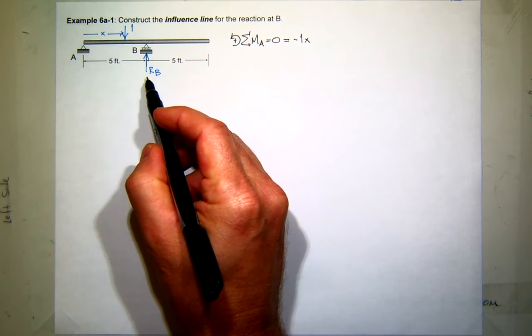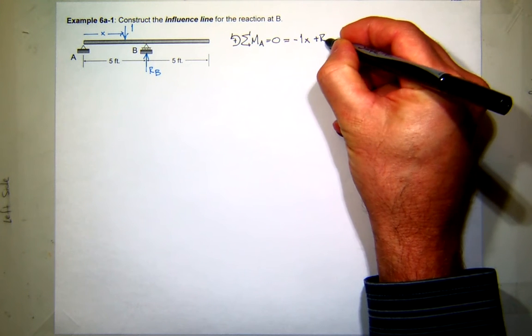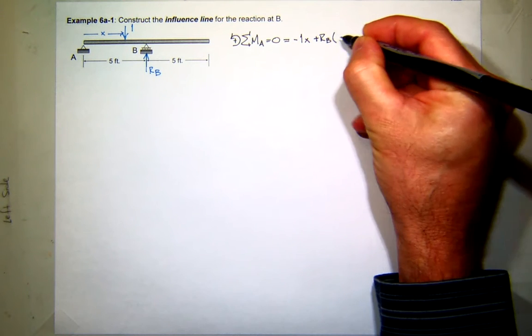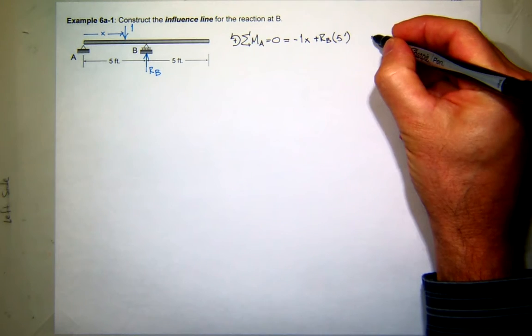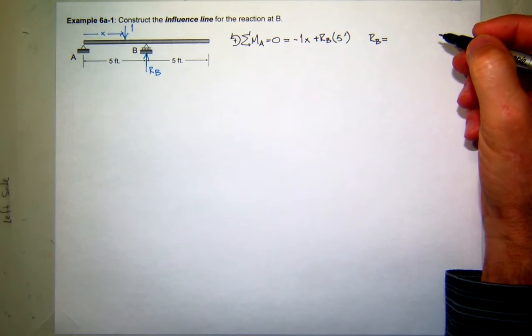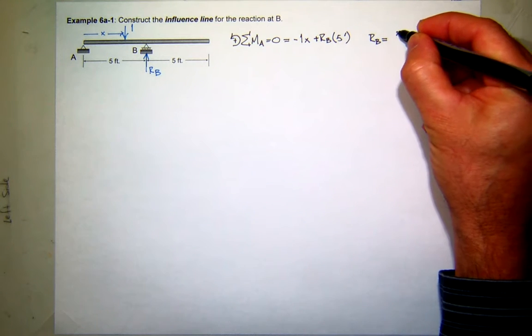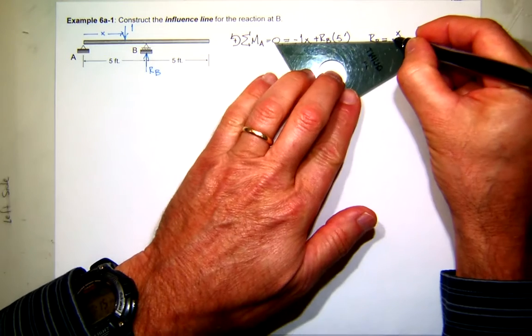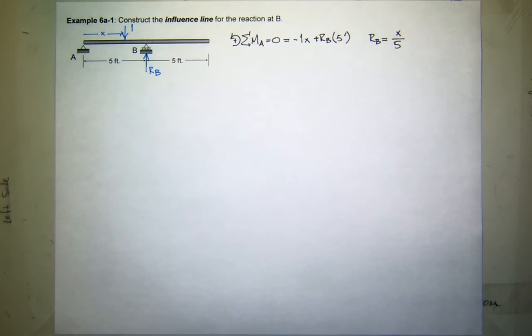And then my reaction at B creates a positive moment and has a moment arm of 5 feet. So solve for the reaction at B. What do you get? Looks like you get x over 5, right? Is that it? You guys like that?